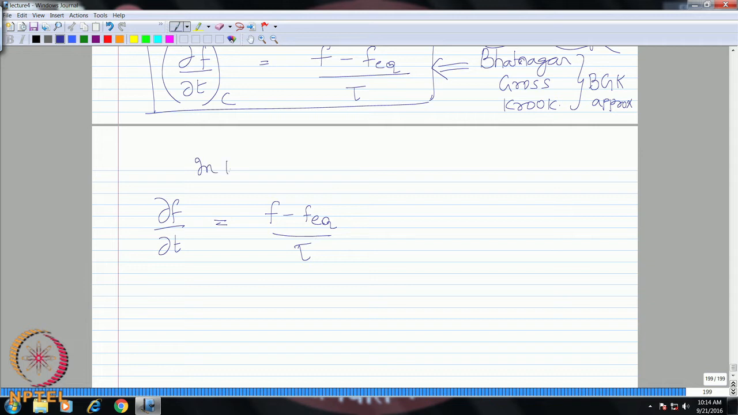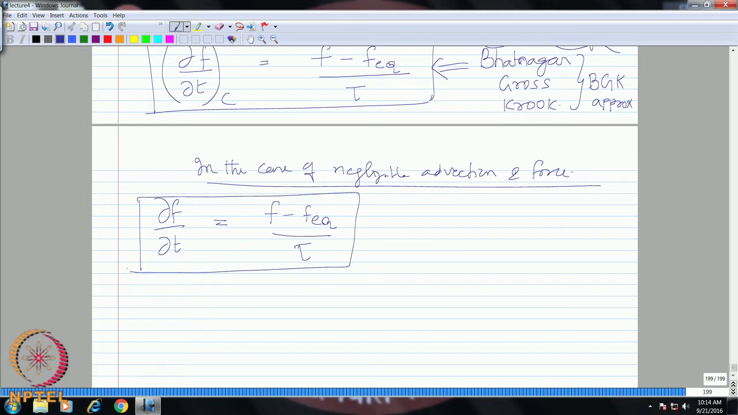So, in the case of negligible advection and force, we can find the solution for this simplest case. There is no change in momentum space, there is no change in the physical coordinate, the distribution function only changes with time, right. This is the simplest possible solution that you can think of. What happens? What do you get here?